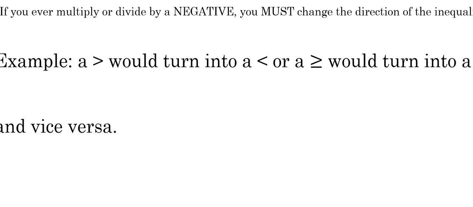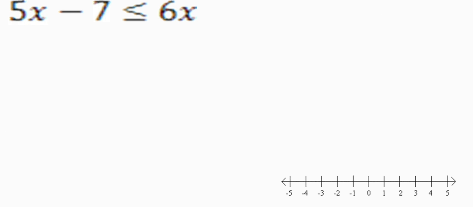Remember, if you ever multiply or divide by a negative, you must change the direction of the inequality sign. So for example, a is greater than would turn into a is less than, or a is greater than or equal to would turn into a is less than or equal to, and vice versa. So first we're going to solve this problem. I'm first going to draw my wall, because remember, whatever I do to one side, I have to do to the other, and the wall reminds me of that.